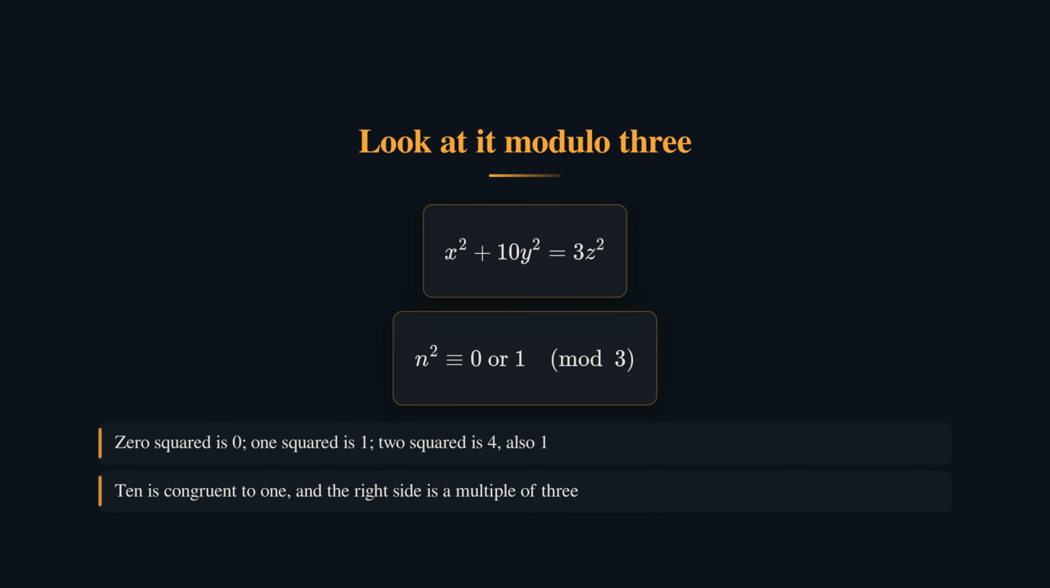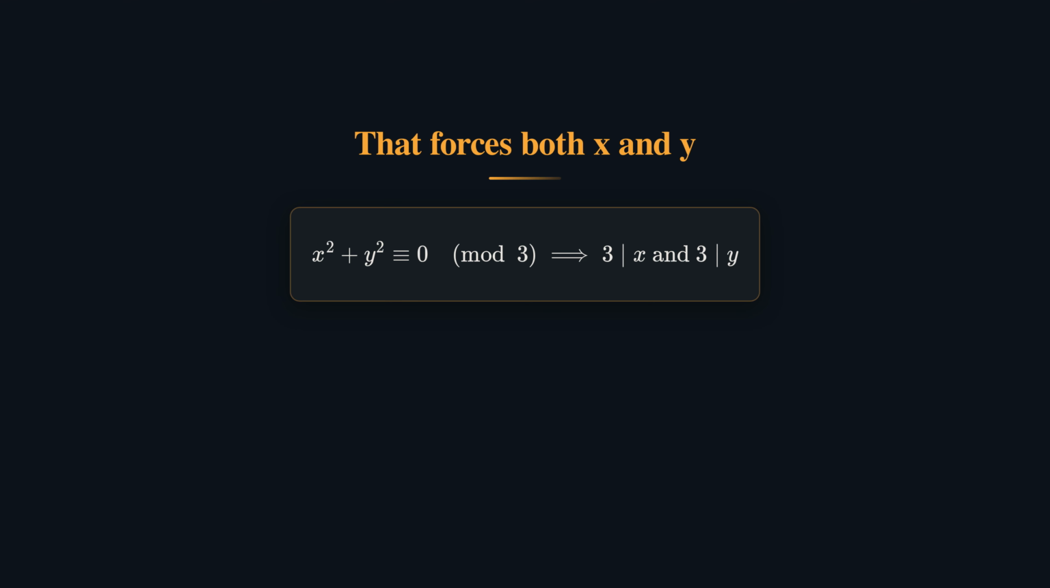Now 10 is congruent to 1, and the right-hand side is a multiple of 3. So modulo 3, the equation says that x squared plus y squared is congruent to 0. And that single congruence is the whole problem. It forces 3 to divide x and 3 to divide y.